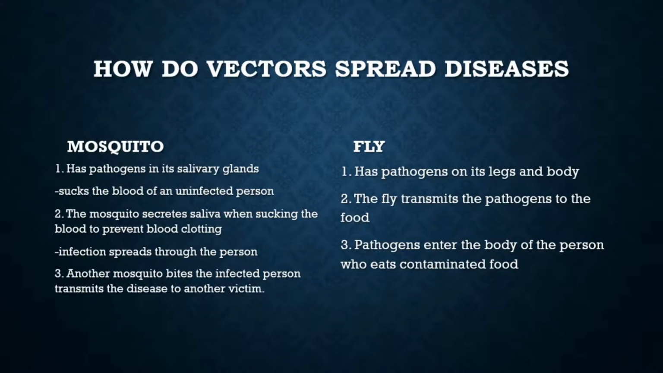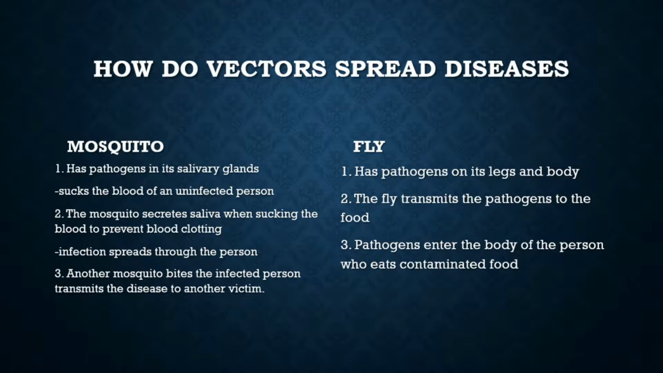How do vectors spread diseases? First, the mosquito has pathogens in its salivary glands and sucks the blood of an uninfected person. Second, the mosquito secretes saliva when sucking the blood to prevent blood clotting, and infection spreads through the person. Third, another mosquito bites the infected person and transmits the disease to another victim.